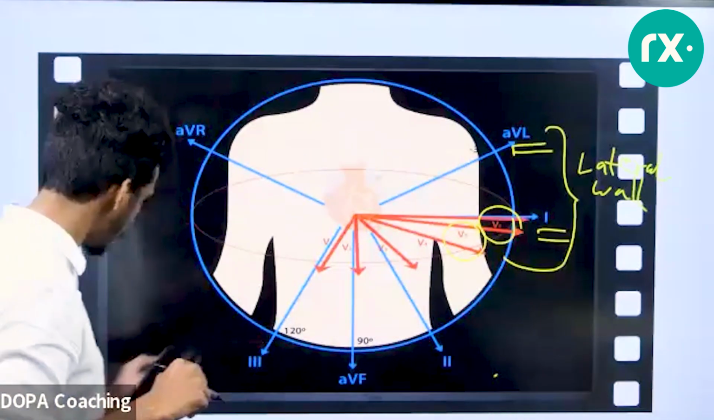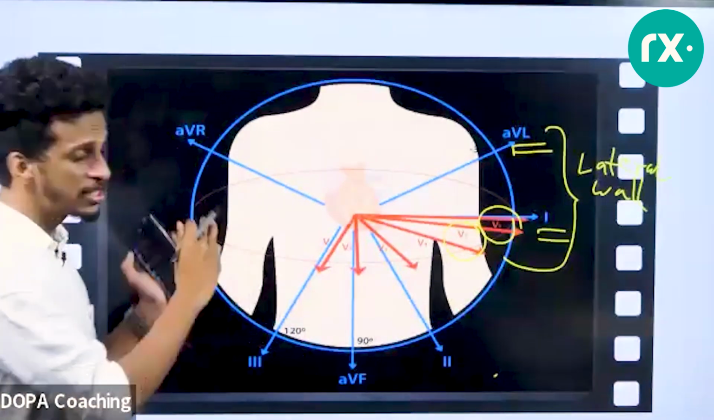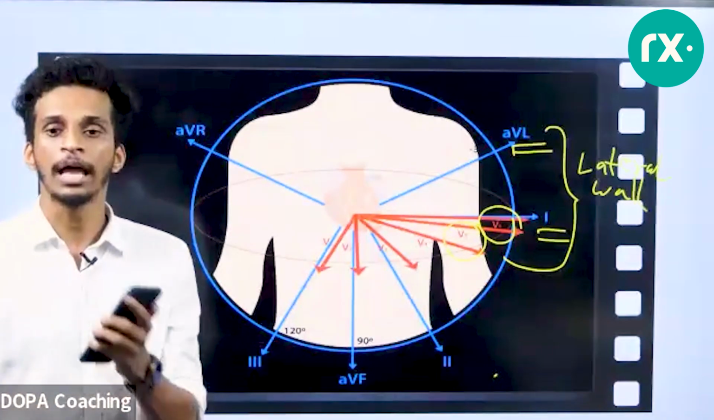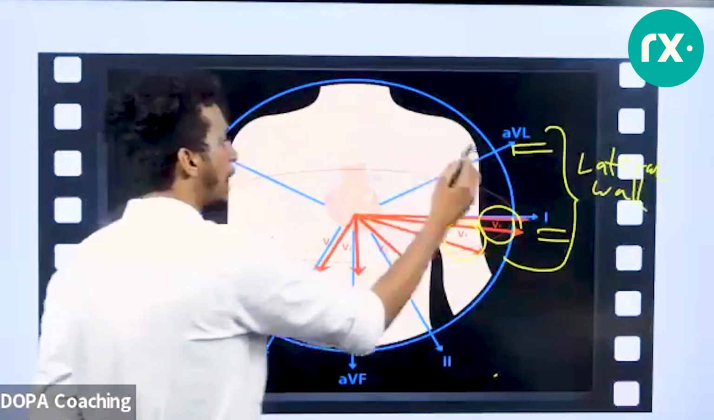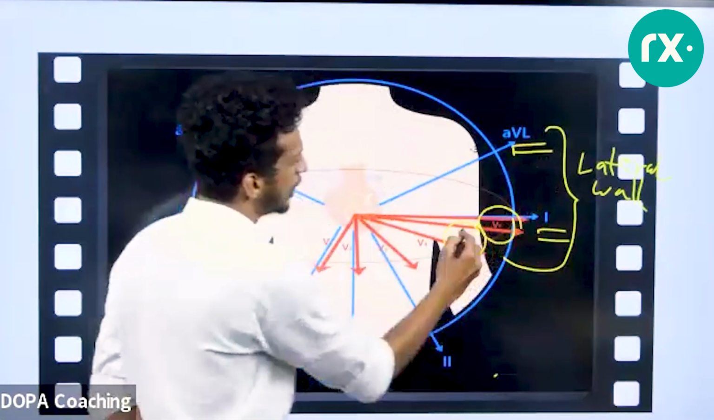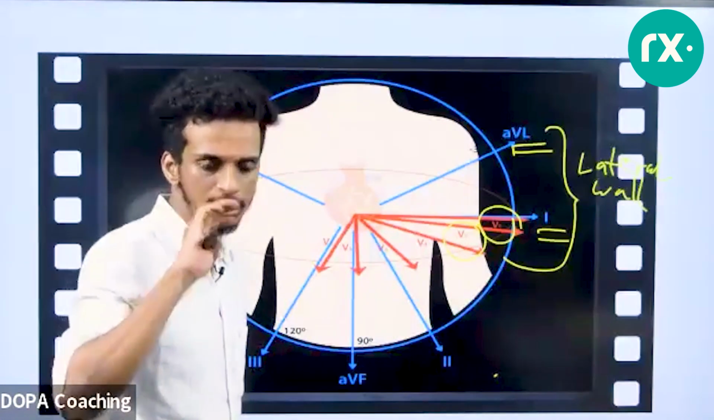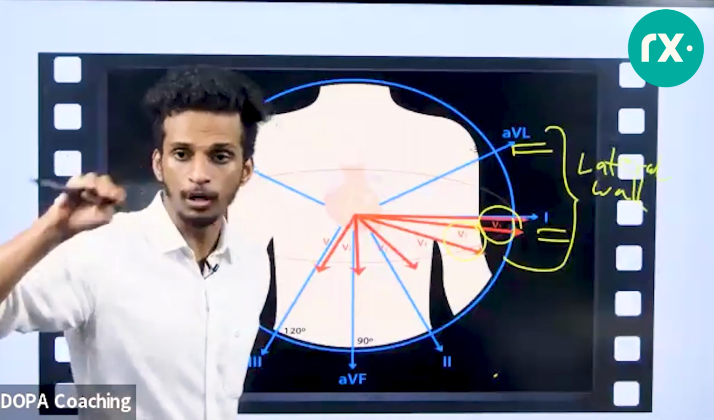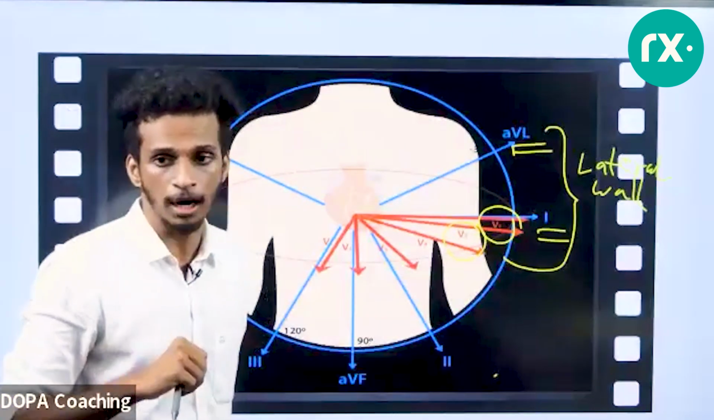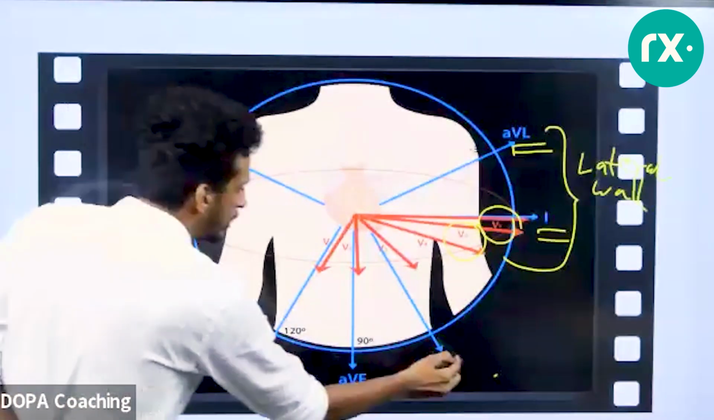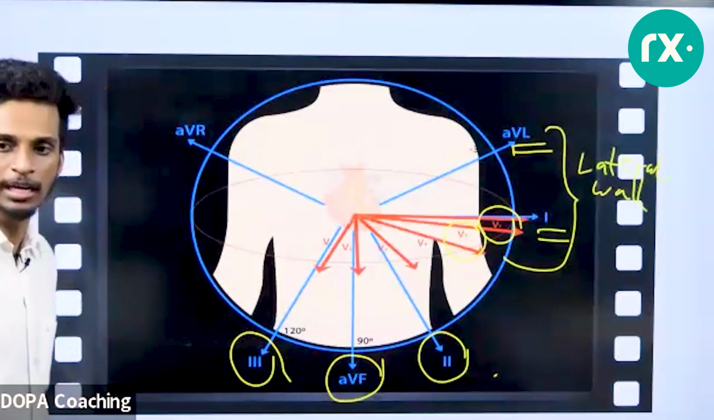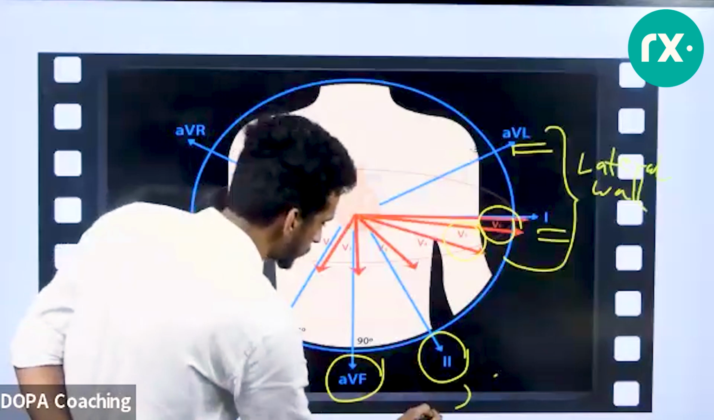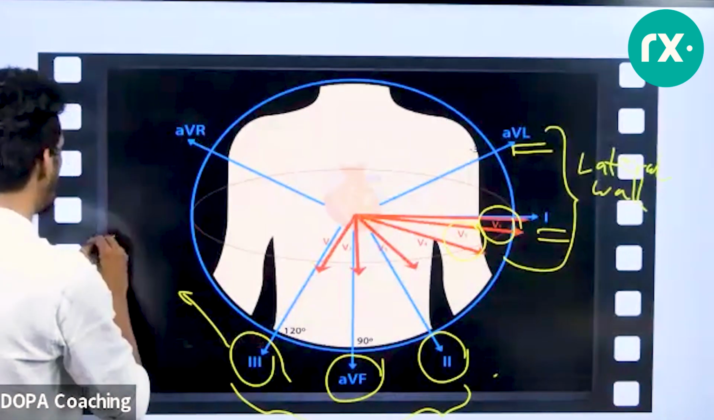So let's continue. With these basics, I'll be showing you many ECGs now, and you can interpret and diagnose each ECG by yourself. So we have lead 1, lead AVL, lead V5, and lead V6. They all come together, and these 4 leads comprise the lateral wall of the heart. Now lead 2, lead 3, and lead AVF. These 3 leads come together, and these 3 leads comprise the inferior wall of the heart.